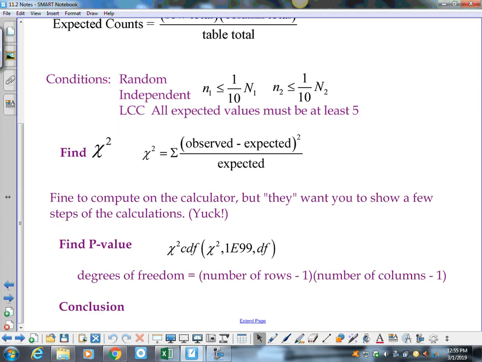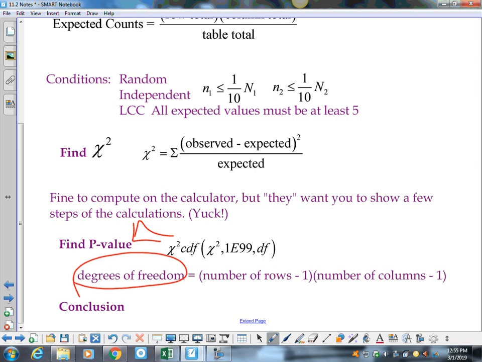Find and compute it on the calculator, but they, AP readers, want you to show them a few steps of the calculation. We talked about that earlier. Give them a couple at the beginning, a little dot, dot, dot, and then the guy at the end. P-value is exactly the same. It's still a chi-squared. That's all the same. This is different.